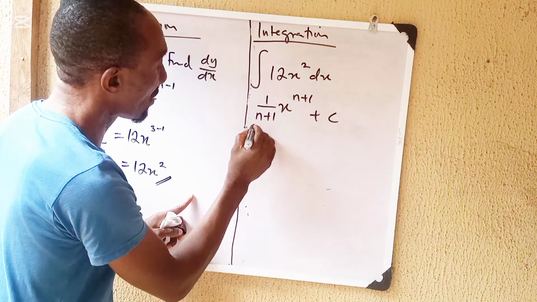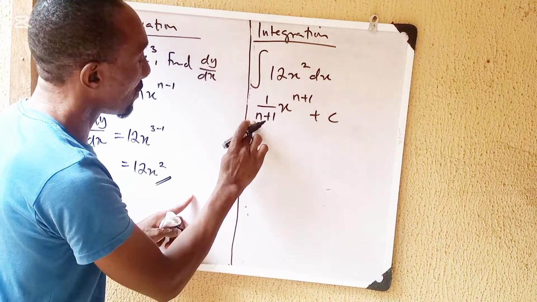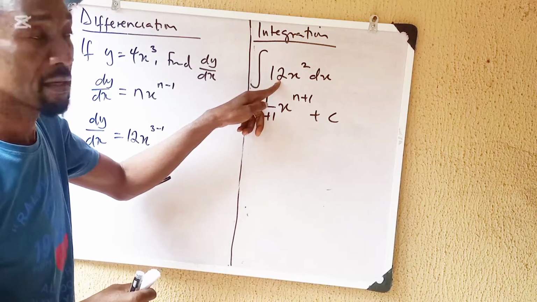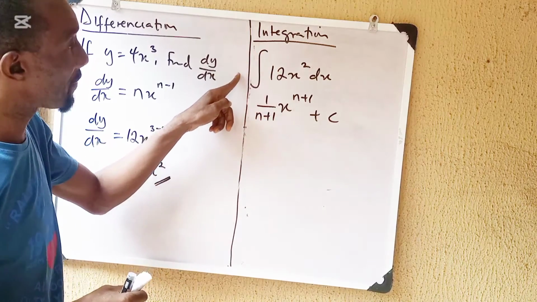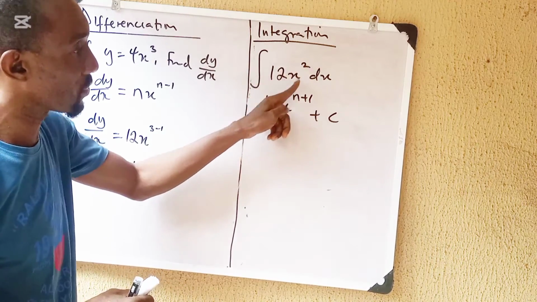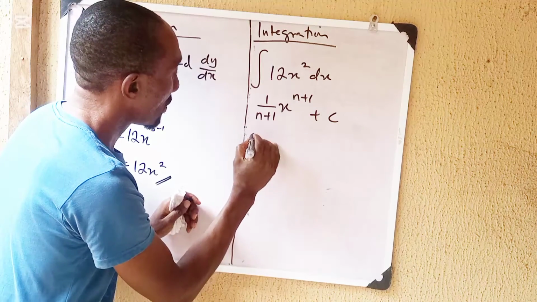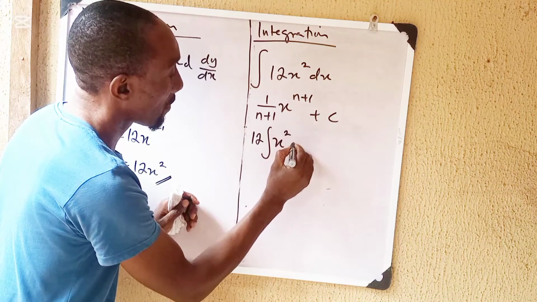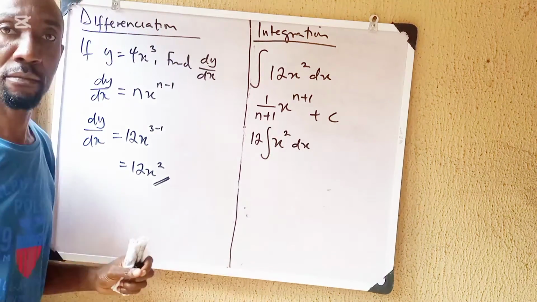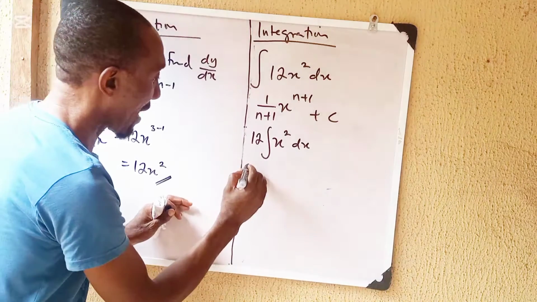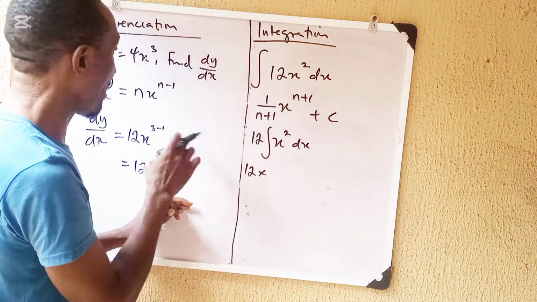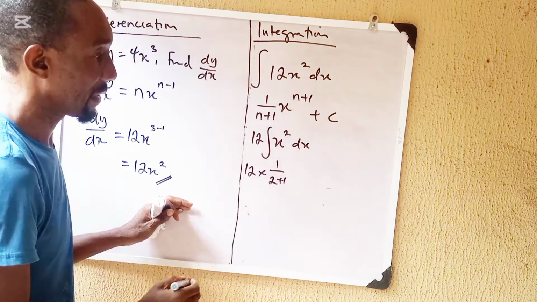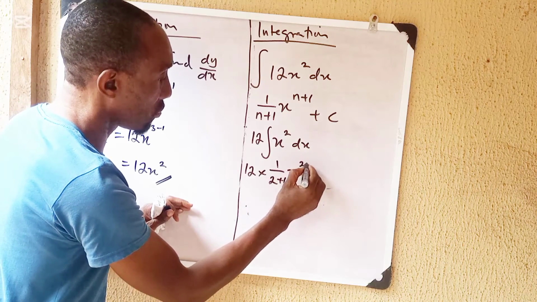For us to now integrate this one, first, how do we do this? If you want to integrate and you have a constant here, you shift that constant to the front of the integration and you integrate this one as it is. So what am I saying? This will now give us 12 times the integration of x squared dx. So I now have 12 multiplying, bringing out my formula, which is 1 over, what is my power? 2 plus 1. Then x to the power of 2 plus 1.